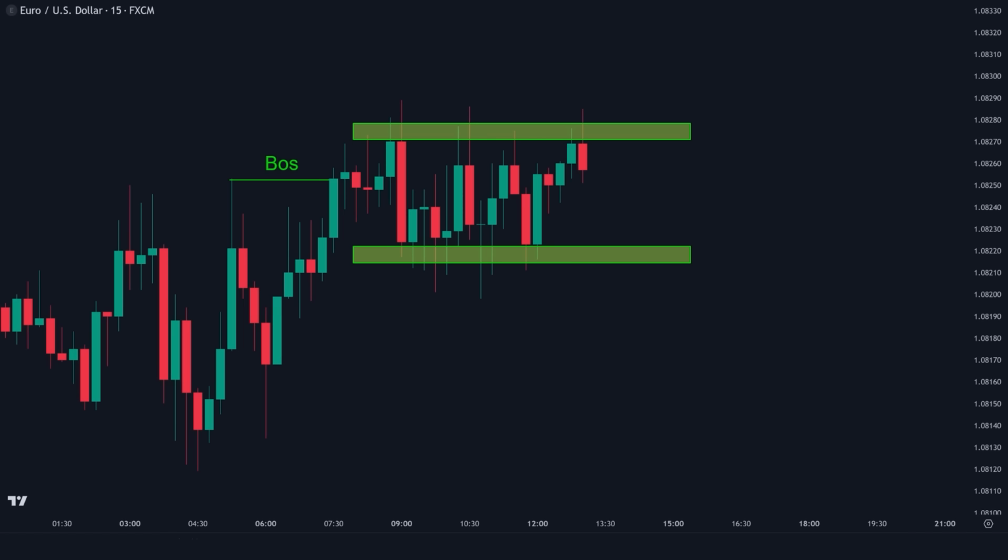As a price action trader, there are two trading scenarios here. First, we wait for the price to return to the support area, place a buy position, and set our target at the resistance.